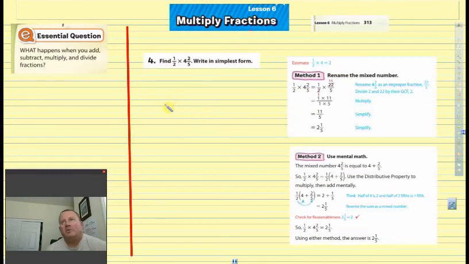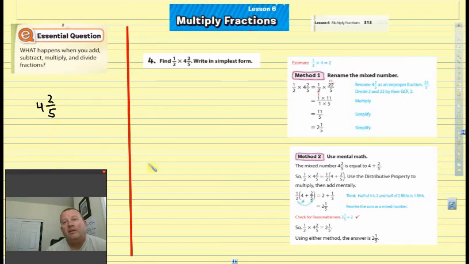Welcome back. Multiplying fractions. We're on page 313. There's multiple ways that we can do this particular fraction. The best way, the way that I do these, is I take out the mixed number. So it's 1/2 times 4 2/5. I'm going to take my 4 2/5 and I'm going to place it over here to show you how I make this into an improper fraction.